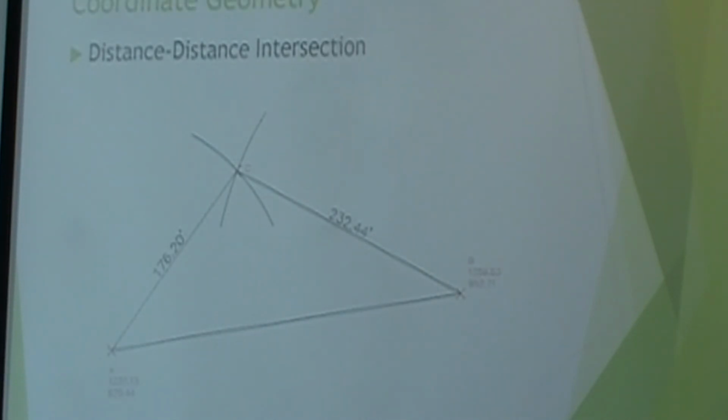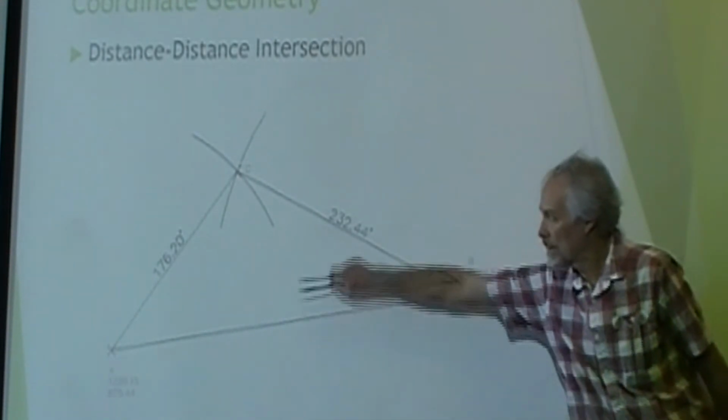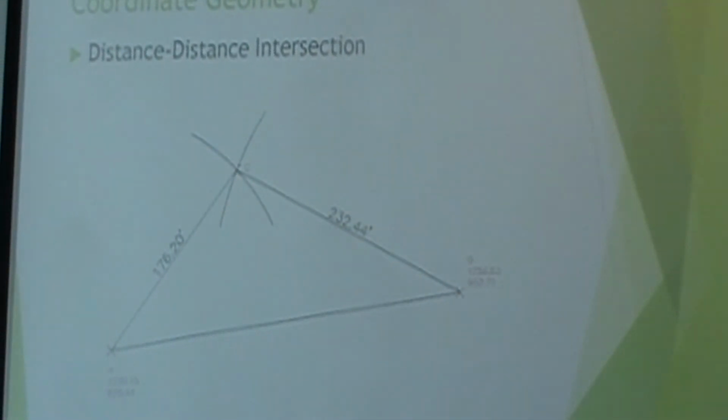So this is a picture of an example. What you see here is A and B that are given points with coordinate values, and you have two distances given. The distance from B would be the radius of that arc, and it's 232.44, and the other one is 176.20. You can see I've clipped the two arcs, but if you extend those arcs down, they would actually occur down below here, on the opposite side. So they're really just going to be opposite each other.